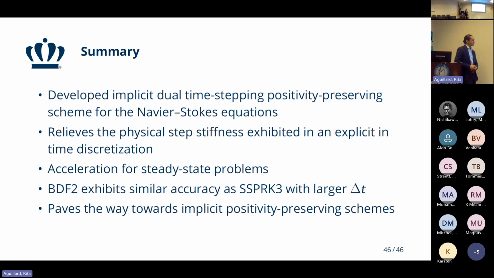And hopefully this paves the way towards truly implicit positivity preserving schemes for high order entropy-stable Navier Stokes equations.